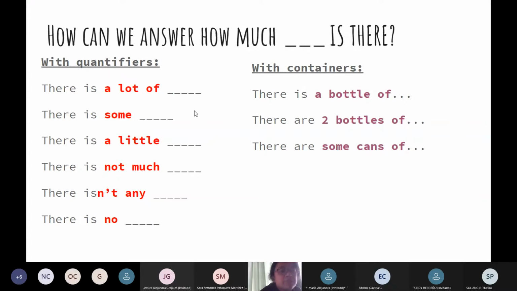Aquí podemos tener quantifiers. Y igual que con how many, podemos utilizar en how much containers. Aquí, obviamente, dependiendo del número de containers que utilicemos, va a ser plural, aunque el objeto que pongamos aquí sea incontable, ¿ok? Porque recuerden que utilizar containers hace que las cosas sean contables. So, there is a bottle of water, ¿ok? Si la pregunta es how much water is there? How much water is there? Entonces yo puedo decir, there is a lot of water, mucha, there is a lot of water. There is a bottle of water. There are 2 bottles of water. There are some bottles of water, etc.